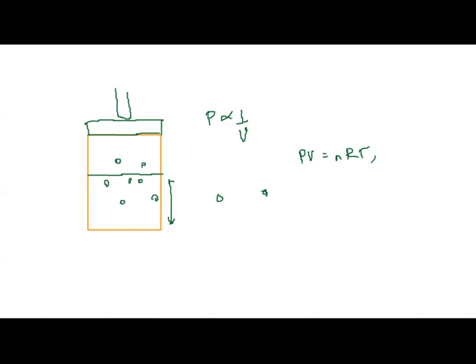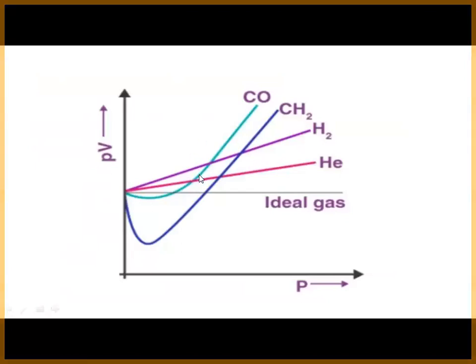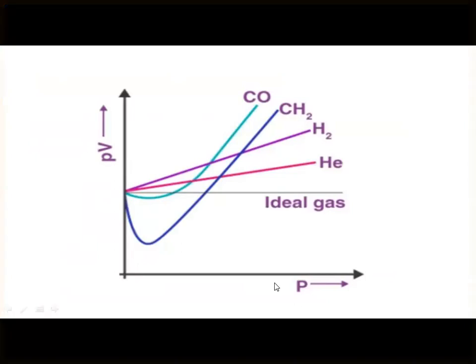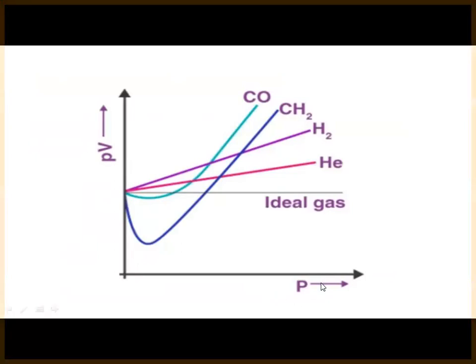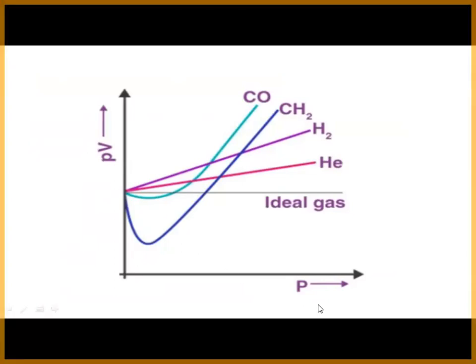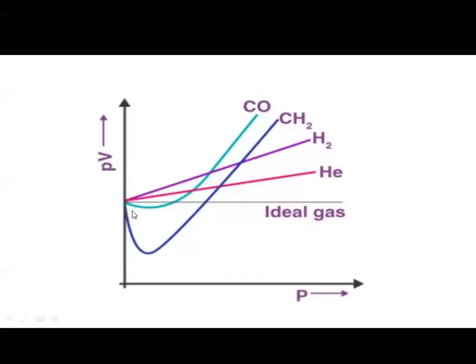Let us see a plot of the product of pressure into volume versus pressure. Yes, so the PV versus P graph will be a straight line parallel to the x-axis for an ideal gas. Can you see here? It will be a straight line parallel to the x-axis. Can you see this line for an ideal gas? It will be a straight line parallel to the x-axis.